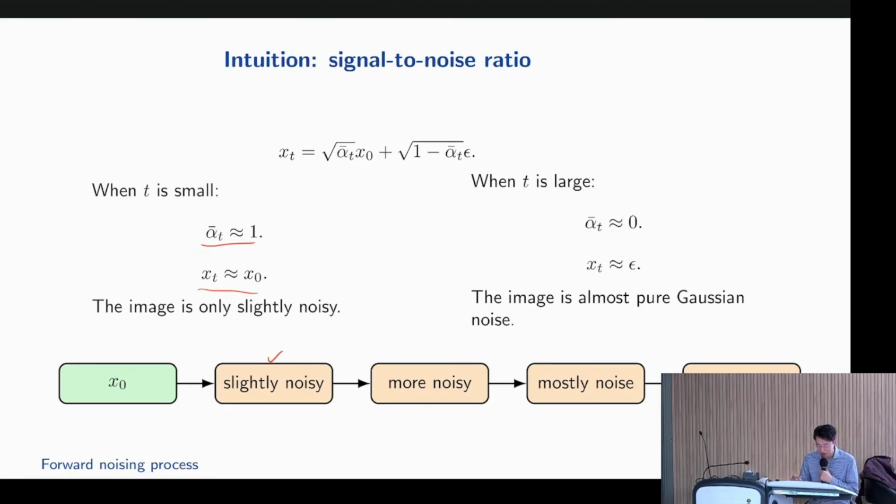When t is large, alpha t bar is going to be very small because we're going to keep multiplying something less than 1. So the mean is going to be shrunken to 0, and xt is going to be almost pure noise. So as we progress through noising steps, we go from a clean image all the way to pure noise.